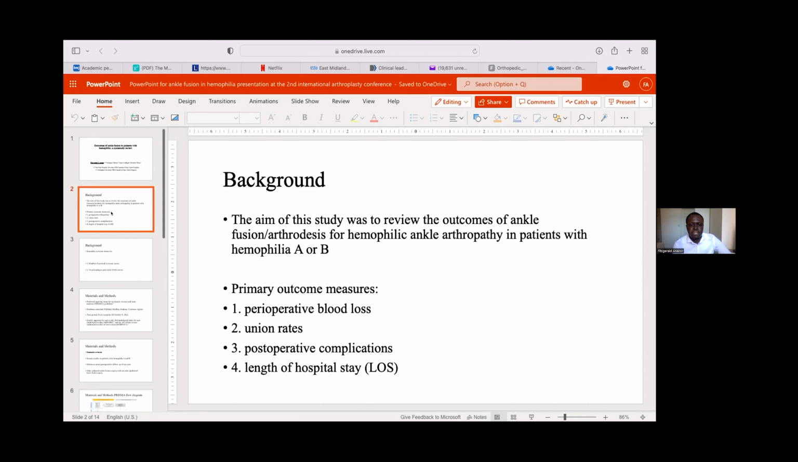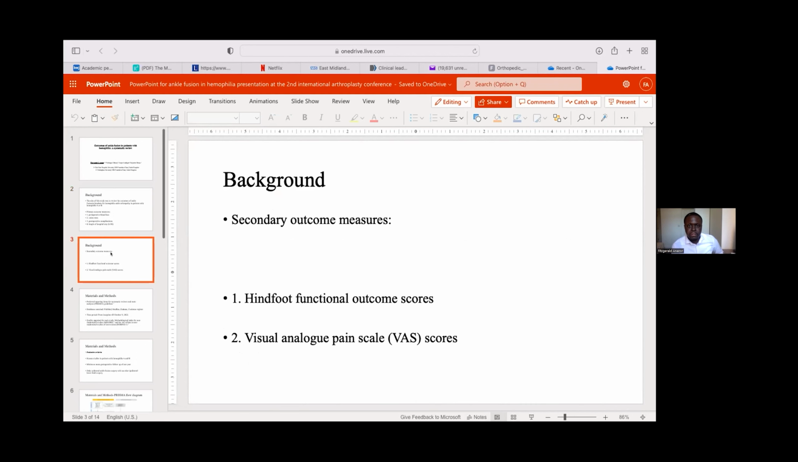The primary outcome measures for this systematic review were preoperative blood loss, union rates, either clinical, radiological, or a combination of both, postoperative complications, and length of hospital stay. The secondary outcome measures were hind-foot functional outcome scores and the visual analog pain scale score.